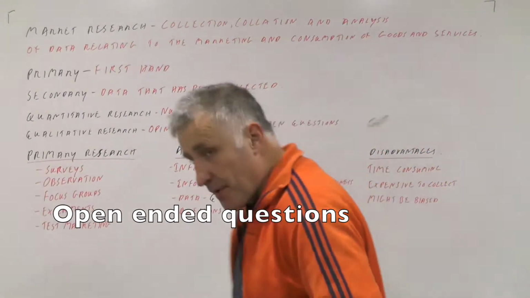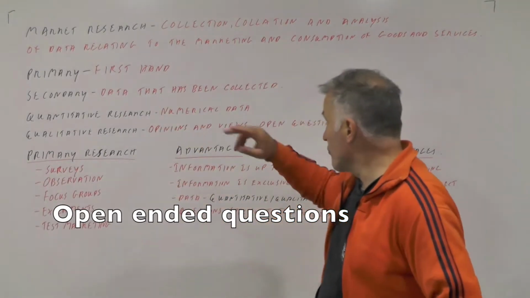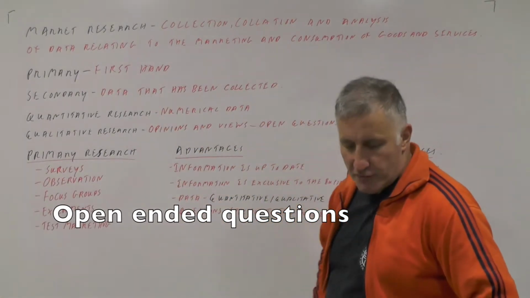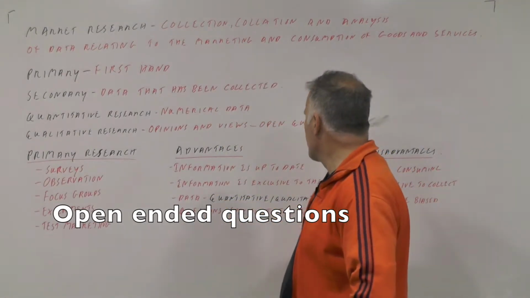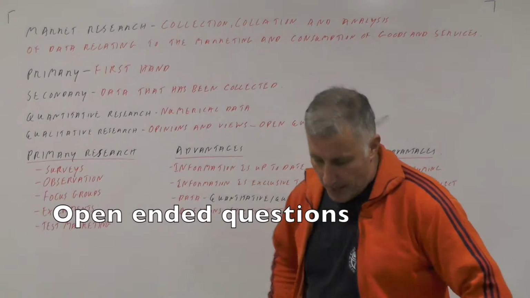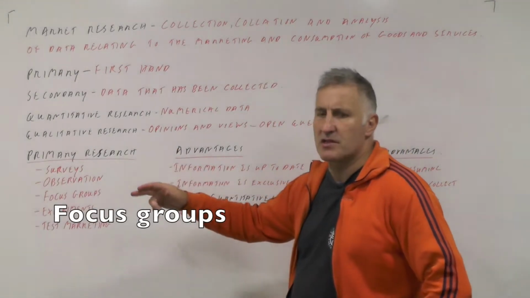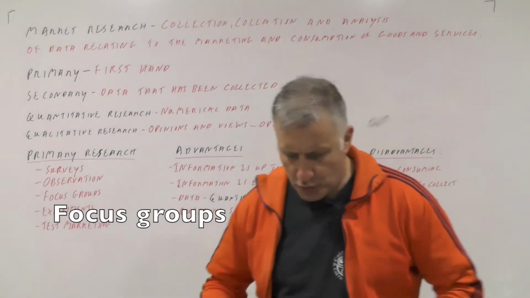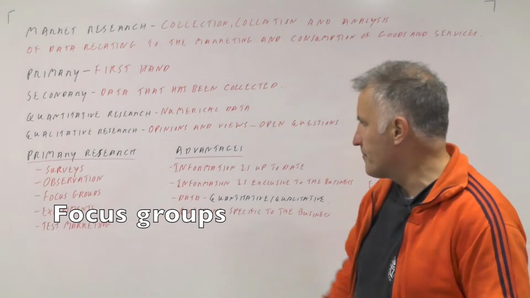So by having great marketing or branding, if you've got a reasonable product, you can create something worthwhile. Now, we have two types of information. We have primary information, which is first-hand, and secondary information, which is data that has already been collected. We have quantitative research, which is numerical data, and qualitative research, opinions and views from open questions. Qualitative is sort of, how do you feel about this? What sort of images does this particular product conjure up in your mind?